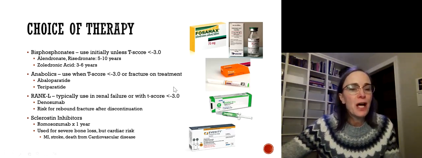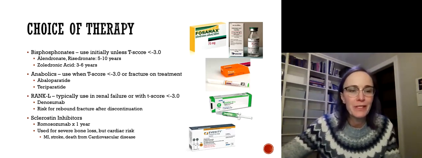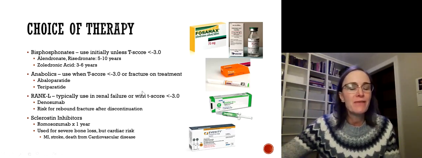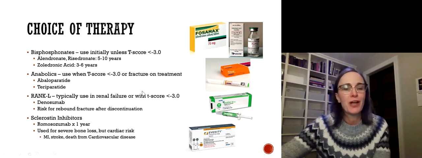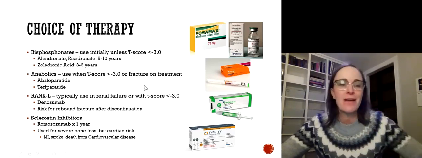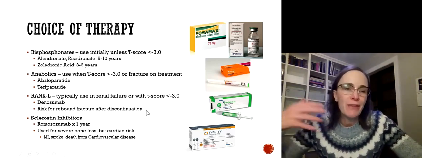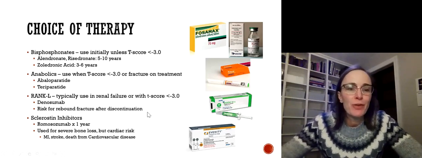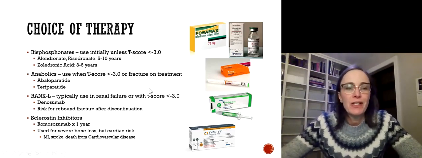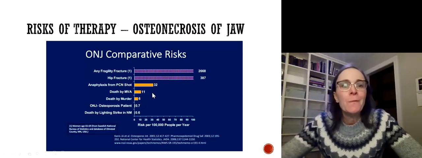The sclerostin inhibitors, this is a really new class. I'm going to be honest, I haven't even used them yet. I'm a little nervous because we've got a drug called romosozumab. It's got great data. It does a really good job with bones, severe bone loss. But in one clinical trial, there was an increased risk of cardiovascular disease and MI, stroke, and essentially death from cardiovascular disease. So I work at the VA. My population is much older, so it makes me a little bit more nervous to use this medication. But that doesn't mean it's not good.